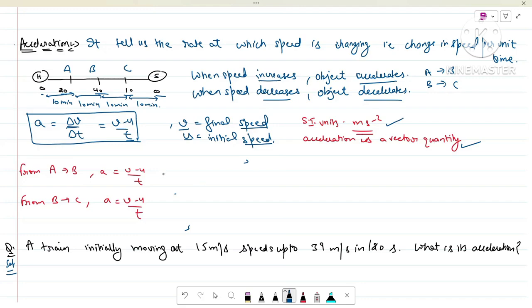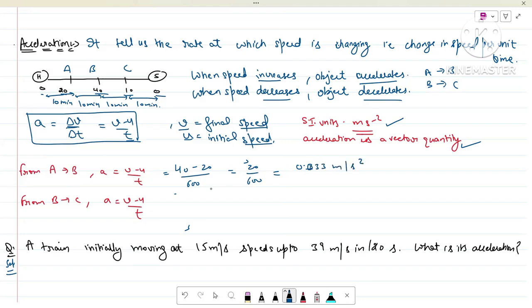So from A to B, if I have to find acceleration, when the particle reaches from A to B, final speed is 40 minus initial speed 20. Time taken is 10 minutes. If I convert it into seconds, it will come to be 600 seconds. So acceleration from A to B will be 20 divided by 600, that is 0.033 meter per second square.